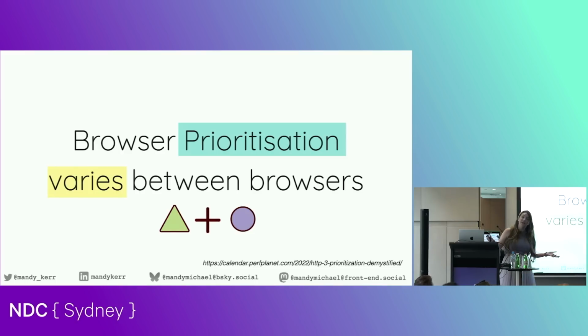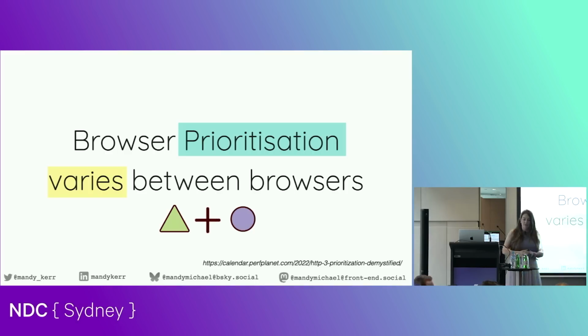Furthermore, each browser does it differently. It's not the same. There's a really great post by Robin Marx called HTTP3 Prioritization Demystified. It's in my resources. It's very, very good. Goes into this in a lot of detail. But essentially, he talks a lot about how the different browsers prioritize different resources. And depending on how you have things set up, you might see noticeable differences between Chrome and Firefox on the performance of your websites and applications.